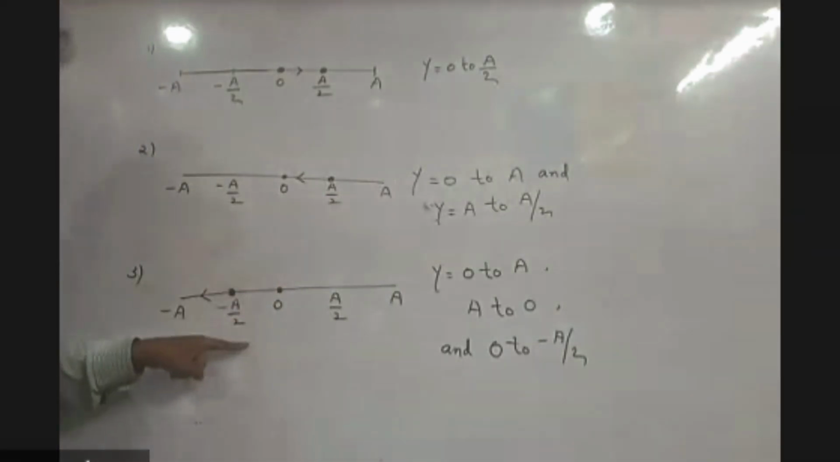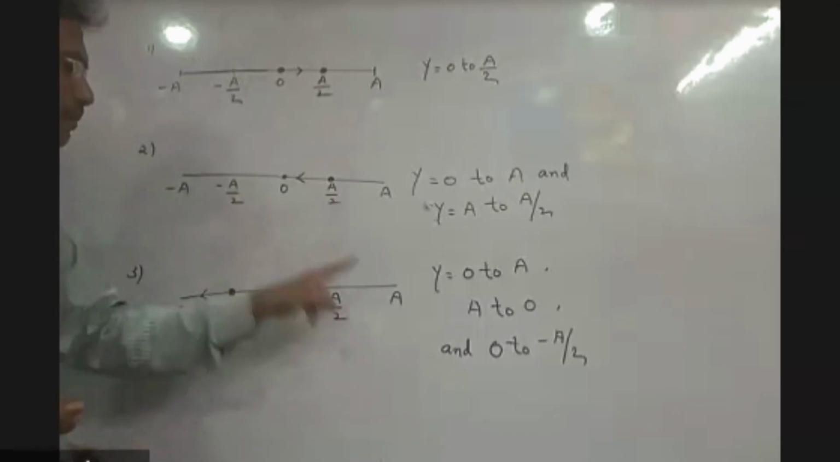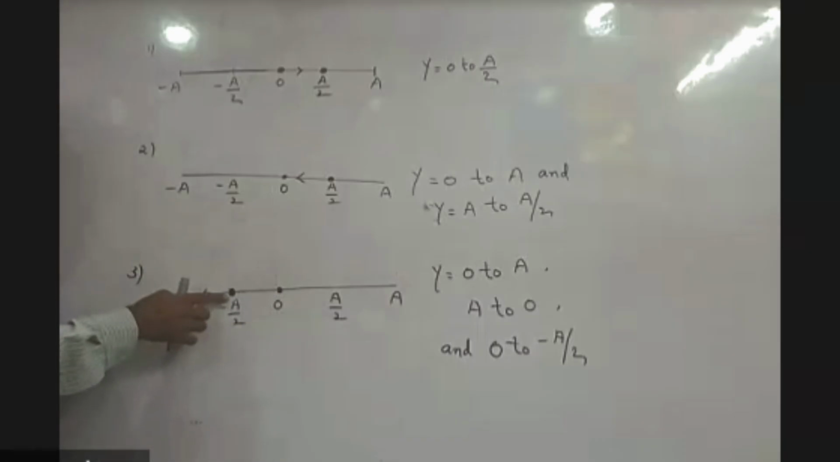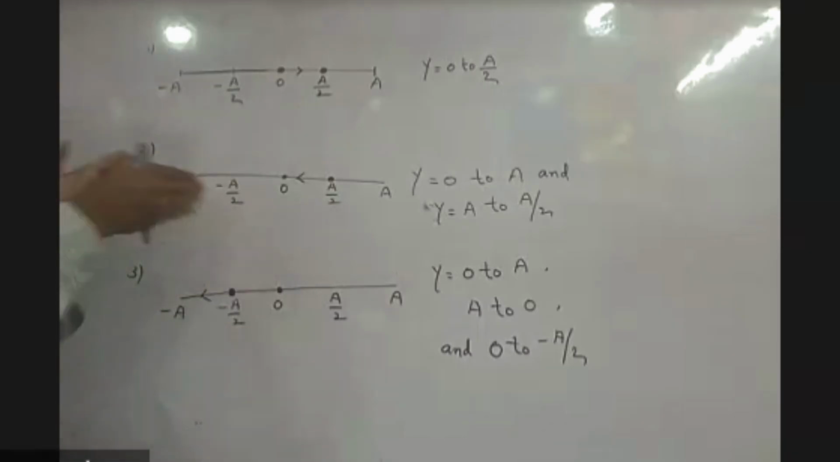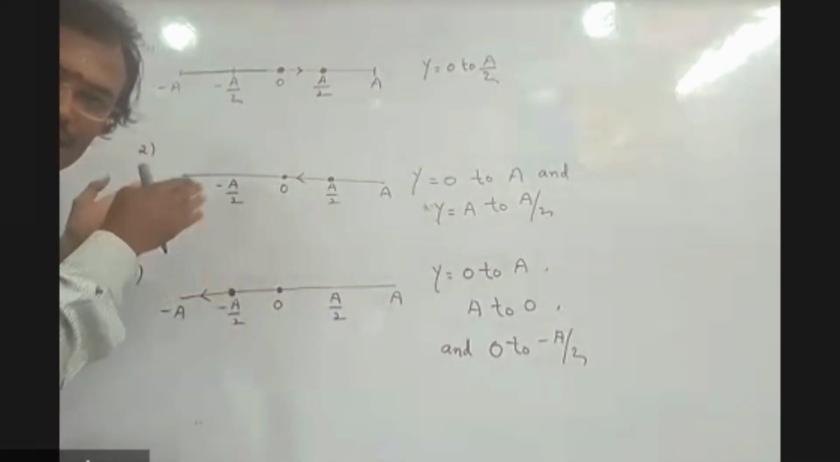And what is the meaning of the third diagram? Come to the first: from mean position to extreme end, plus A. From A again to 0, mean position, and from mean position traveling towards the negative extreme end, and that is nothing but minus A by 2, the dot is present. So up to minus A by 2, the particle traveled. That is the meaning of all the three diagrams at first. Okay, did you get these diagrams, ma'am?